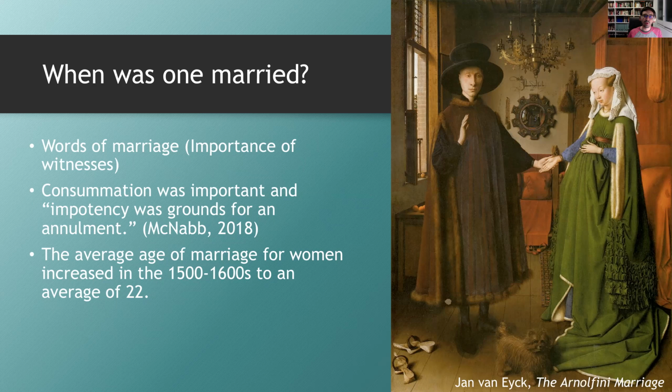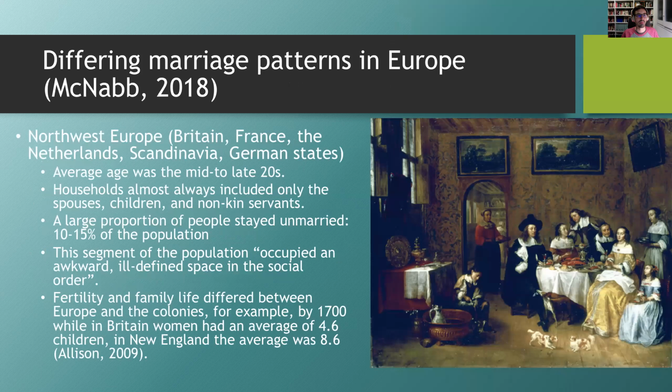And like I said before, the average age of marriage for women kept growing throughout the 1500s and the 1600s. And in the end, in places like Britain, you had an average of about 22 years of age for women who became married. So we see progressively women becoming married at an older age. And we'll see that that has a lot of implications, social and economic implications.